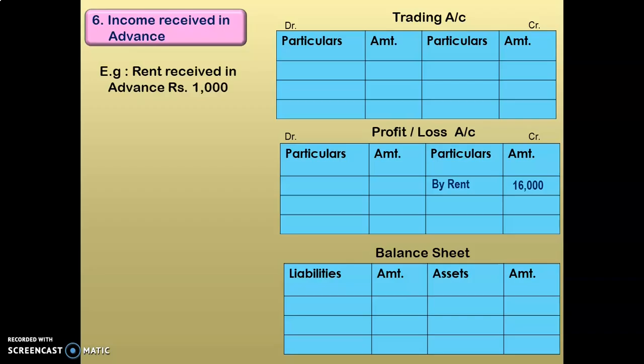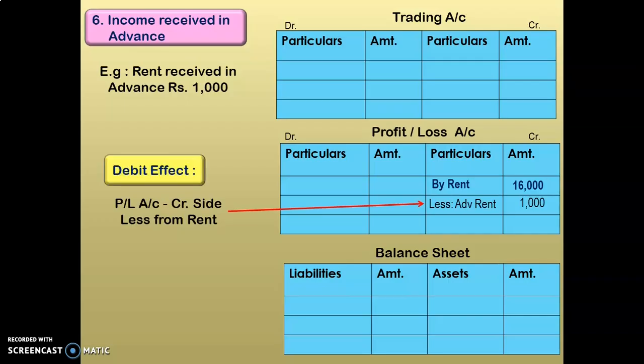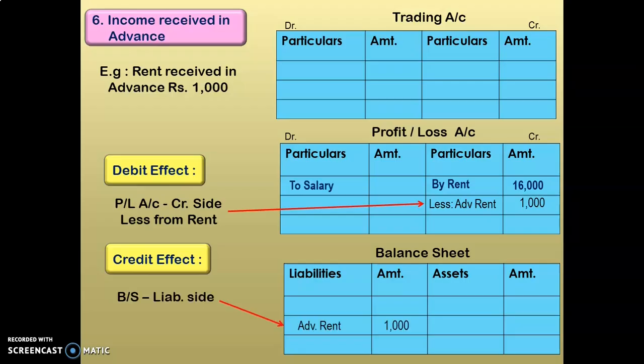Income received in advance. For example, rent received in advance rupees 1,000. Here we have received a rent of rupees 16,000. This includes an advance rent of rupees 1,000. Now this advance rent is not your current year income, so we have to deduct it. So when we deduct this 1,000 from the rent amount which is given, this is our debit effect, and the credit effect will be to show this advance rent on the liability side of your balance sheet.